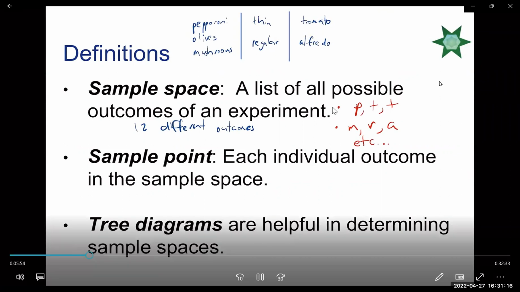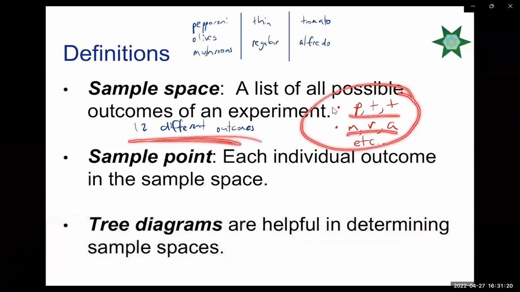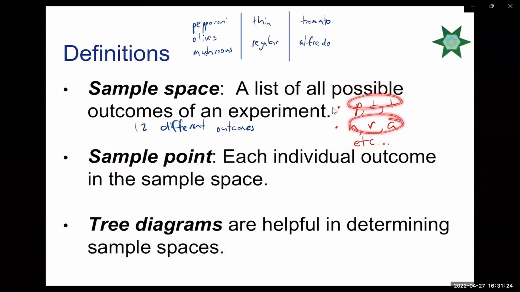So yeah, there's 12 different outcomes. I only wrote 2 of them, but there's 12 total. And then for a sample point, it's just each of the 12. So it's just one sample point. So I'll just say mushroom, thin crust, and tomato sauce. That's a sample point.